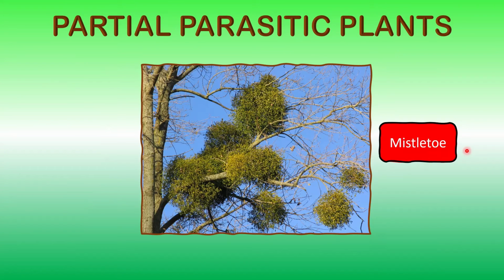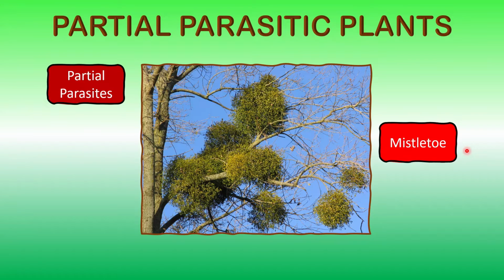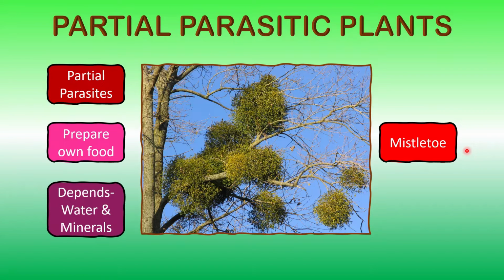Partial parasitic plants. So, what are partial parasitic plants? We'll take the example of mistletoe. Mistletoe, which is a partial parasitic plant, absorbs nutrition from other plants, but it can also synthesize its own food. It needs to absorb nutrition from other plants due to the lack of water and minerals.